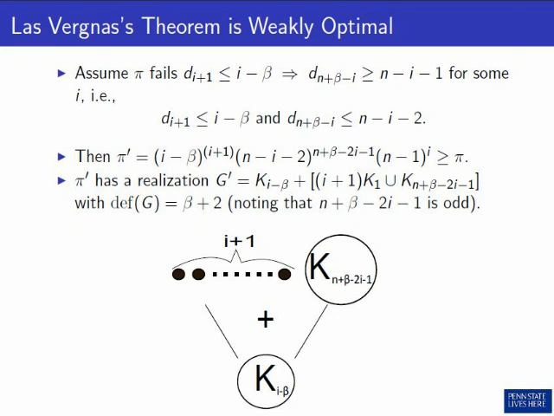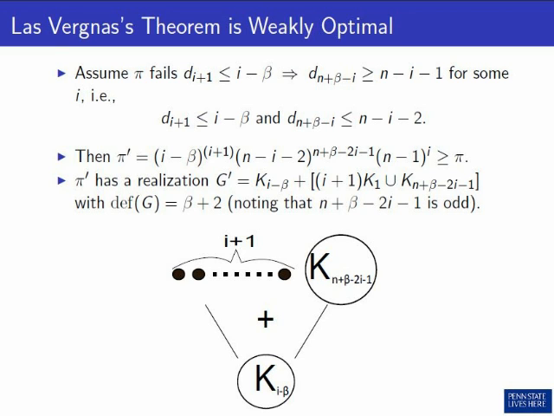So we're just going to look at two special cases. In particular, just to give you a quick verification, that theorem is weakly optimal: if you have that the sequence pi fails for a particular i, then we essentially have these two inequalities.